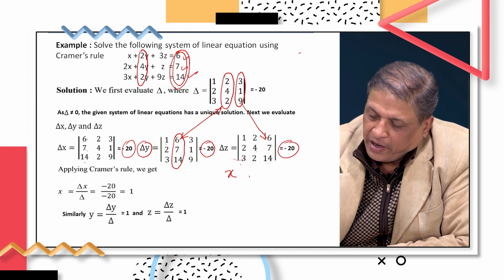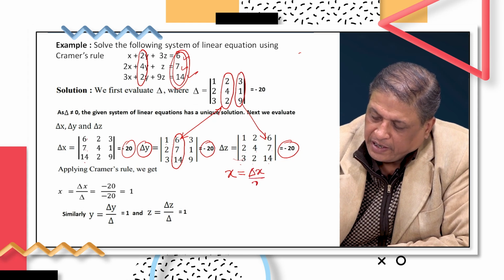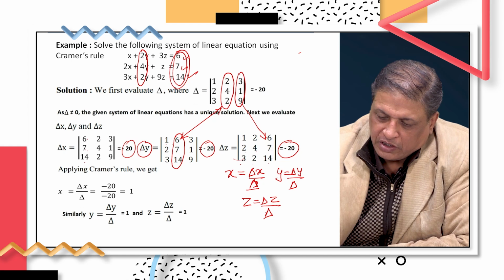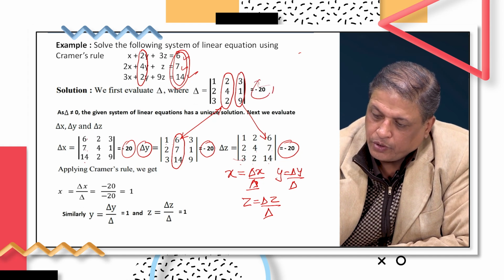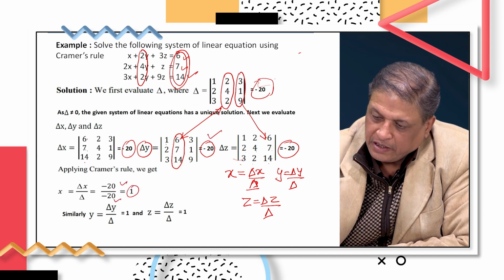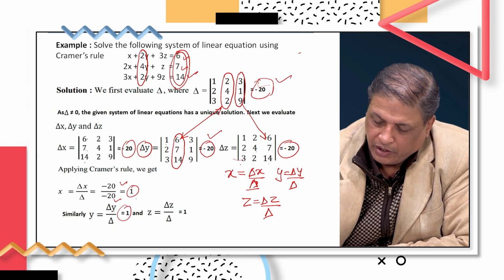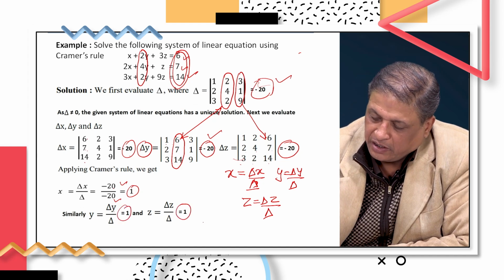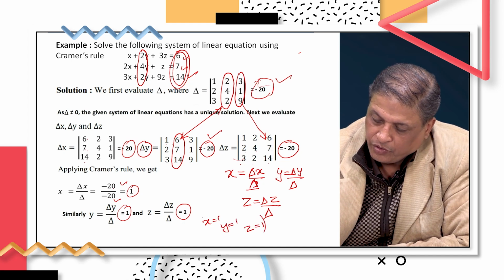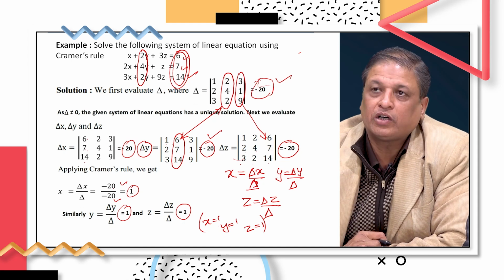So, to calculate the value of x, Cramer's rule says you should calculate delta x by delta. y should be equal to delta y by delta, and z should be equal to delta z by delta. So, what is delta? The delta value is minus 20, and delta x is minus 20. So, minus 20 by minus 20 is 1. Similarly, delta y is minus 20 and delta is minus 20, so again 1. Similarly, delta z by delta is 1. So, the answer is x is equal to 1, y is equal to 1, and z is also equal to 1. I hope you understand what Cramer's rule is.